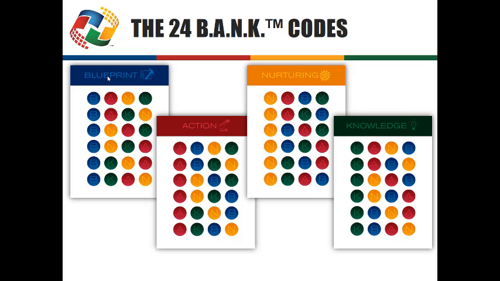Each bank code card has some influence on it. Usually the first two are the strongest, but there are actually 24 different bank codes because the combination of each of those four cards can be sorted in different ways. So for example, on the left hand side there, blueprint is in the first place, but then the action could be in the second place in two of those. Then you have nurture and knowledge, or blueprint, action, knowledge, nurture, in that order.